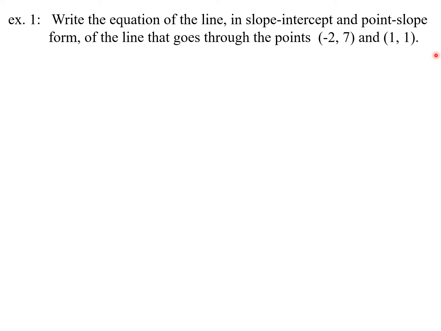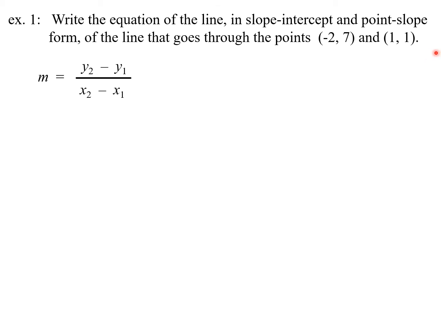Example number one. Write the equation of the line in slope-intercept form and in point-slope form of the line that goes through these two points. In order to write the equation, we're going to need the slope. So we're going to use the general equation for the slope, y2 minus y1 over x2 minus x1, where point 1 and point 2 are these two points right here.